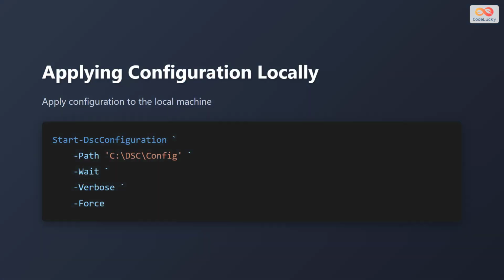Here's a practical example of applying a configuration to the local machine. You specify the path to your configuration folder using -Path, add -Wait to ensure the command completes before continuing, use -Verbose for visibility into the process, and include -Force to override any existing running configuration. This pattern is your go-to for local configuration management.